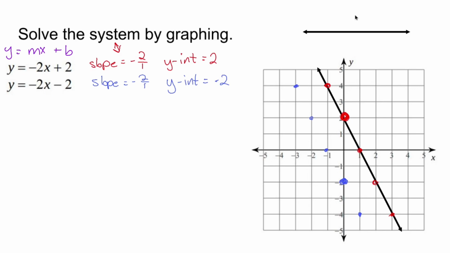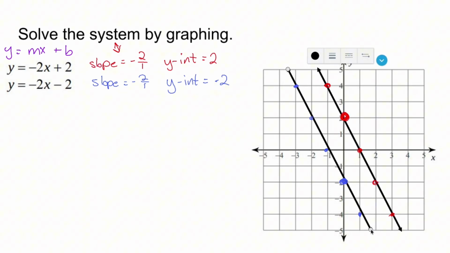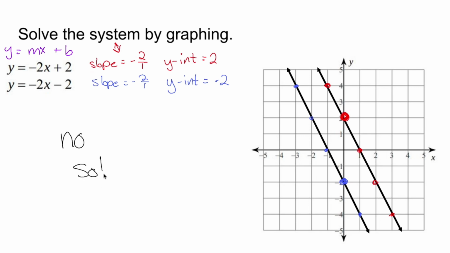And remember what I said. The solution to a system of equations is where the lines intersect. These lines are never going to intersect. Why? Well, because they have the same slope. And if you have two lines with the same slope and different y-intercepts, they're parallel lines. Parallel lines are never going to intersect. So what's my solution? Well, I have no solution.